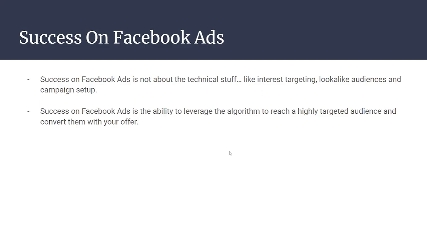Okay, so success on Facebook ads isn't about all the technical stuff like interest targeting, lookalike audiences, and campaign setup. At least most of the videos out there right now in the market and on YouTube, they're just telling you to do these little interest targeting hacks and stuff. Okay, if you have to do little hacks and stuff to become profitable and get sales, it just means that your marketing sucks and that it's not compelling to a wide range of people. Because if it was compelling to a wide range of people, then people would buy it, and the traffic visiting your site and clicking on your ad will buy your stuff without you having to do a bunch of these weird things.